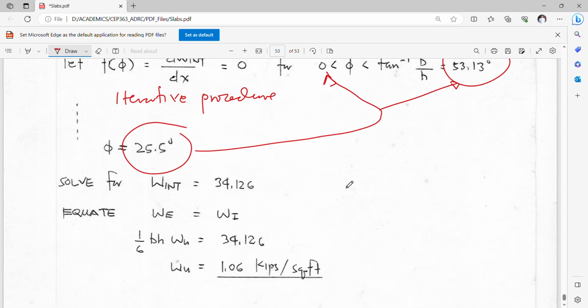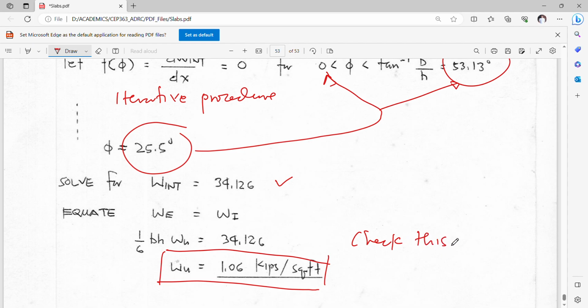Knowing phi, we can solve for the internal work, which is 34.126, and equating it to the external work, we yield this result for your ultimate load. I'd like to check this value later using another method, which is the equilibrium method. This I will discuss to you in my next video. Thank you very much for listening. Have a nice day.